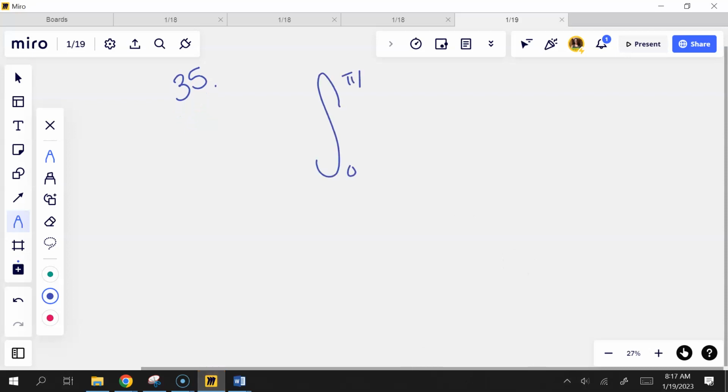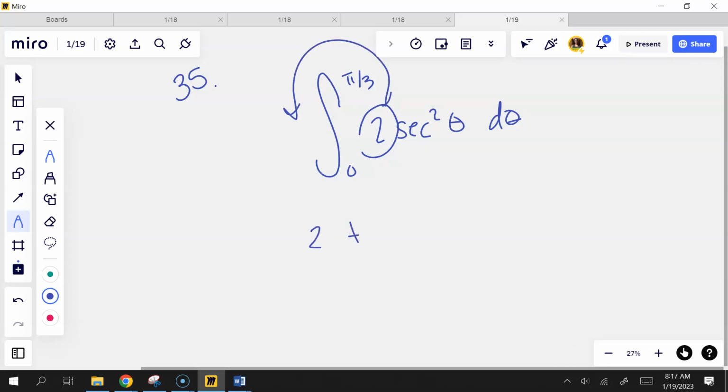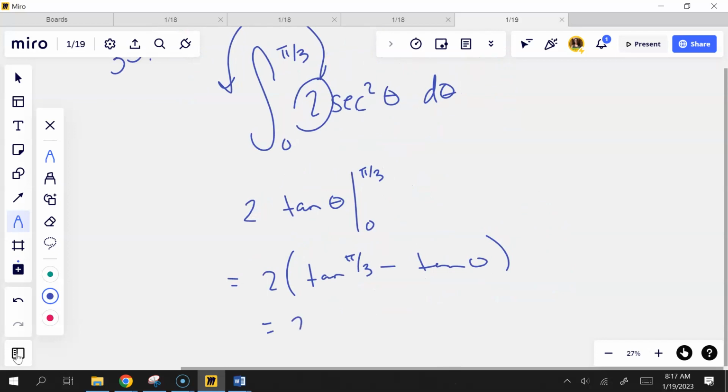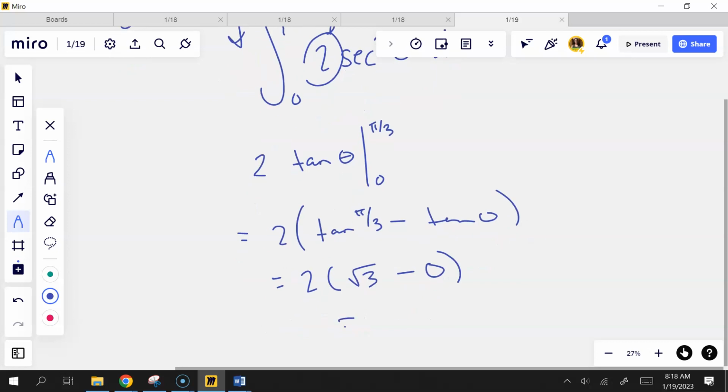From 0 to pi over 3, 2 secant squared theta d theta. What's the antiderivative of secant squared? Just tan. The 2 can come outside. That's one of those properties. So 2 tangent theta evaluated from 0 to pi over 3. Tangent of pi over 3 minus tangent of 0. What's the tangent of pi over 3? Square root of 3. What's the tangent of 0? So 2 root 3.